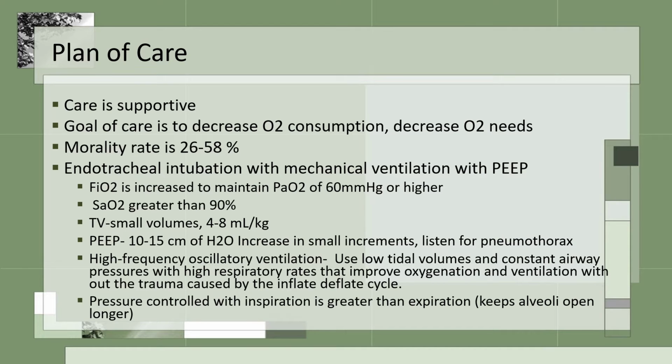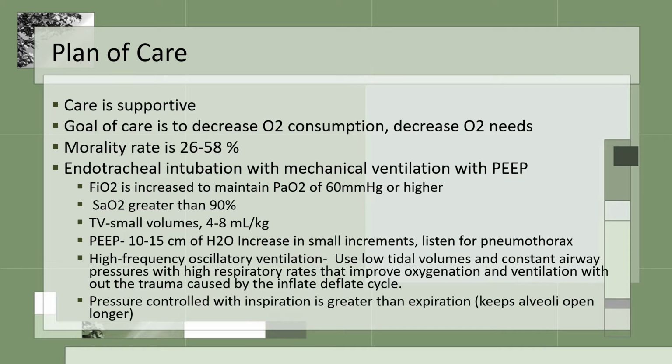They have endotracheal intubation with mechanical ventilation with PEEP. The FiO2 is increased to maintain a PaO2 of 60 or higher, the SaO2 greater than 90%. The tidal volumes are going to be small, so that will only be 4 to 8 milliliters per kilogram. This is because of that expansion problem, and they are very stiff. The PEEP, however, is going to be increased to 10 to 15. It is increased in small amounts, and we need to listen for pneumothoraxes.